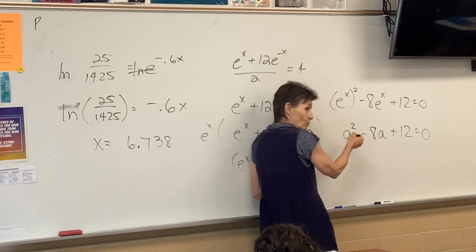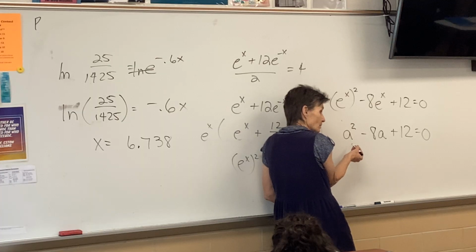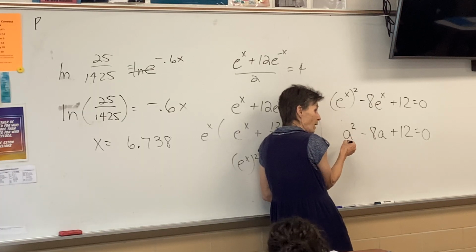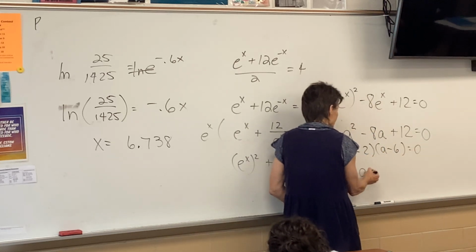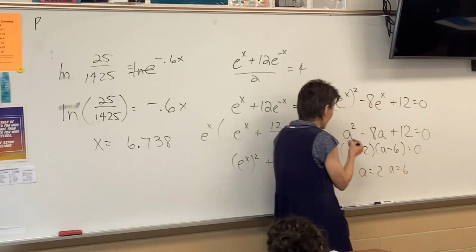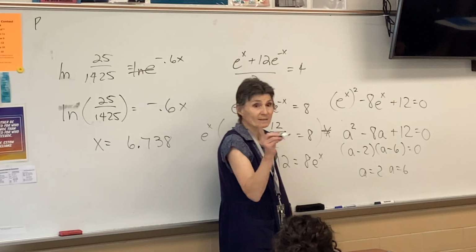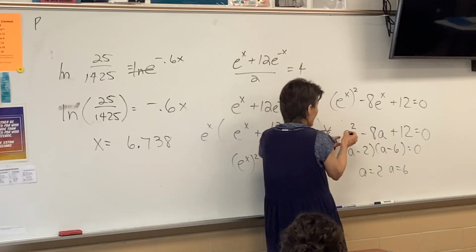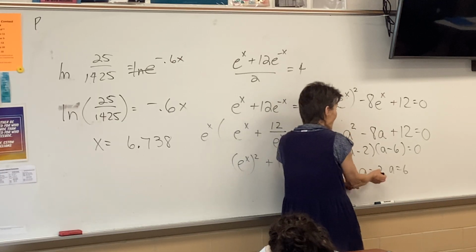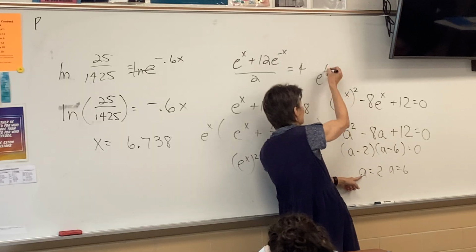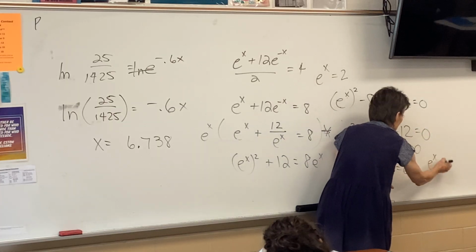And if that were the question right here, what would you do with that? You could use the quadratic formula. You could also do what? a minus 2, a minus 6, and say a is 2 or a is 6. Isn't that how you would solve it? If this were the question, that's how you solve it. But it wasn't the question. Instead of a, didn't we have e to the x? So instead of a equals 2, we have e to the x equals 2, and e to the x equals 6.